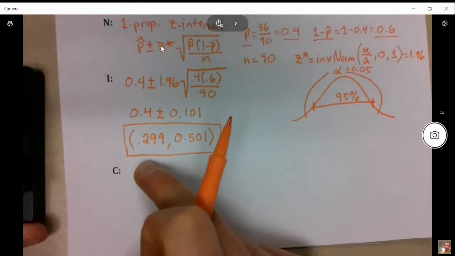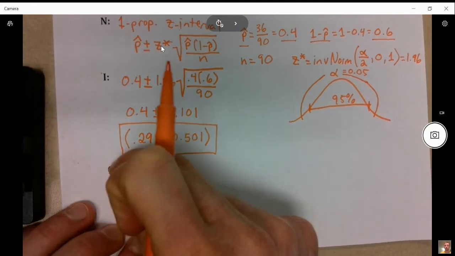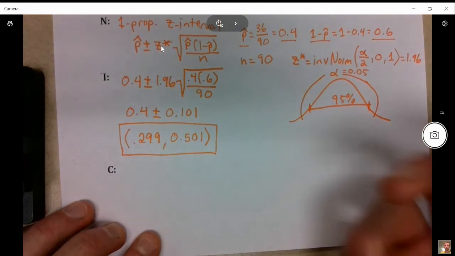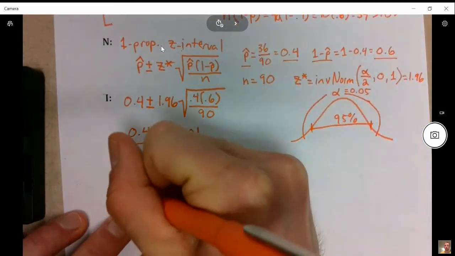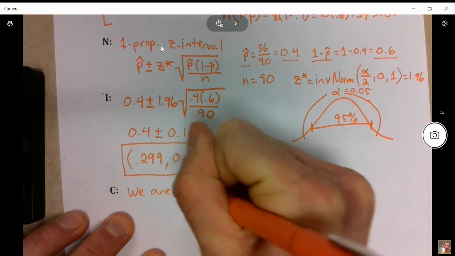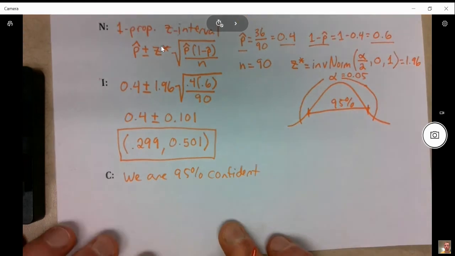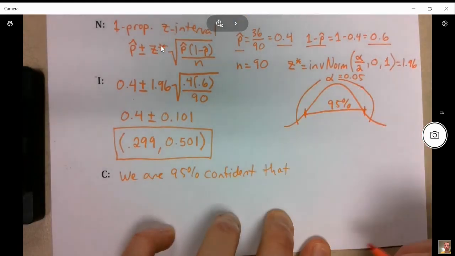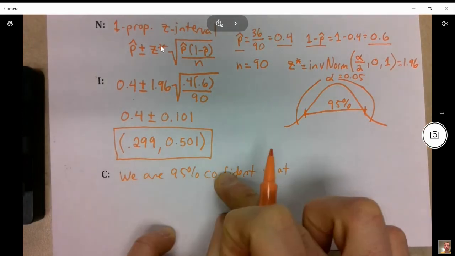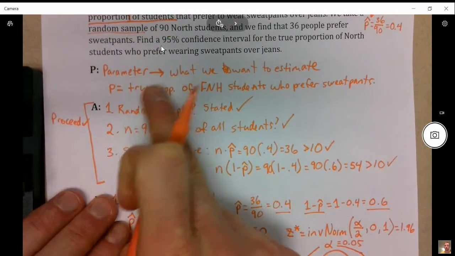Our last step is to conclude in the context of the problem. When it comes to a conclusion here, we always want to start with our confidence level. So here, again, we're finding a 95% confidence interval. We would say we are 95% confident. So always start with your confidence level. Then we want to refer back to what we're trying to estimate. So again, we're trying to estimate the true proportion of North students who prefer sweatpants.